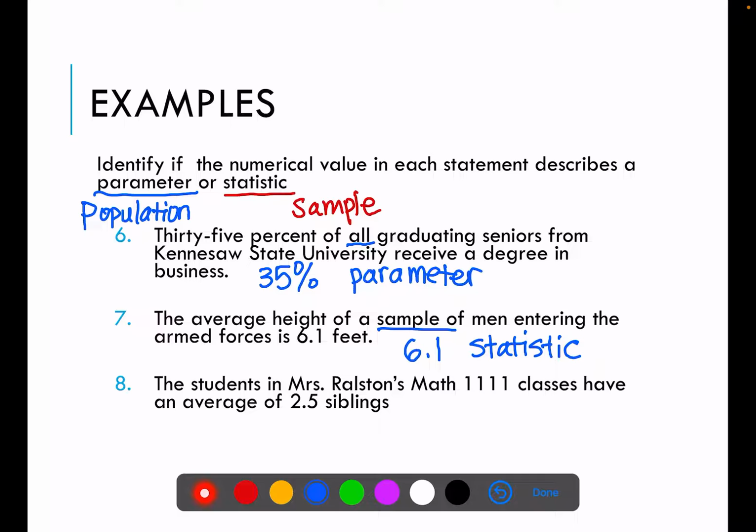Number 8, the students in Mr. Ralston's math classes have an average of 2.5 siblings. It depends on what the situation is, but in this case, we're talking about the students, and we assume it's all the students. So in that case, 2.5 siblings is a parameter.